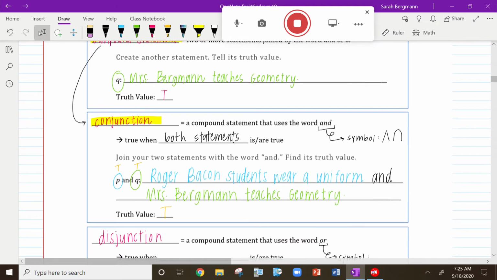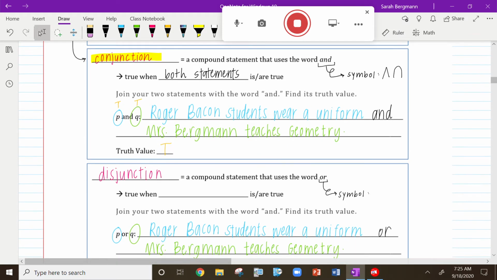Next, we have a disjunction. This is a compound statement that uses the word or. The symbol for a disjunction is an arrow that's pointing down or a capital U. It is true when one of the statements is true.